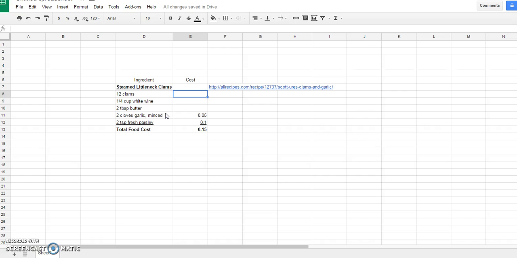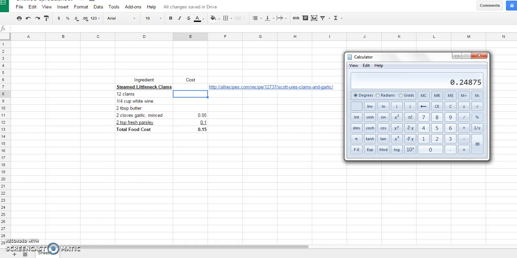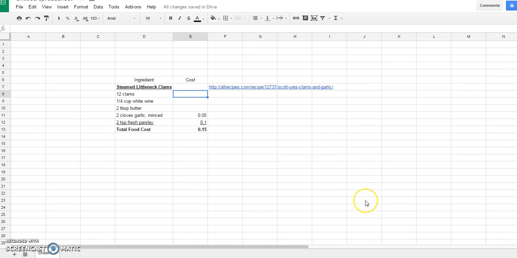We'll start with the clams, which is not something you would want to buy at a local grocery store. It's a local product and normally has local suppliers. And we know from experience here that you can get 100 clams for roughly $28. So if we do 28 divided by 100, we have a cost per clam, which is 28 cents. Multiply that by 12, we have $3.36, which is our cost for the clams in the dish.